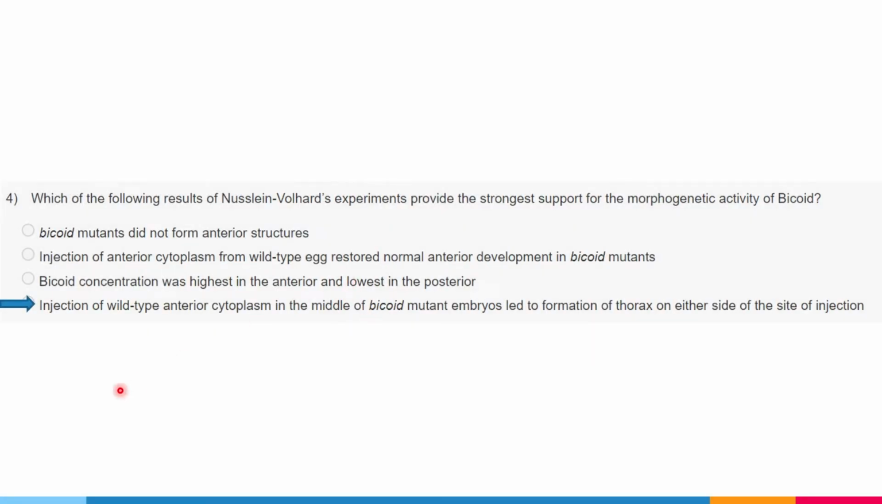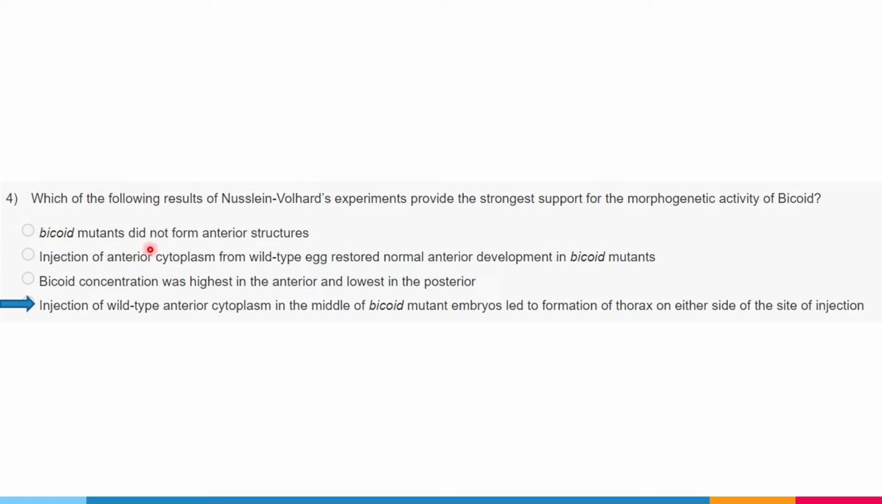Thus, the option is injection of wild type anterior cytoplasm in the middle of bicoid mutant embryos led to the formation of thorax on either side of site of injection. That is, artificial production of the concentration gradient or artificial manipulation of the concentration gradient also gives rise to the specific differentiation, but in different parts of the embryo.